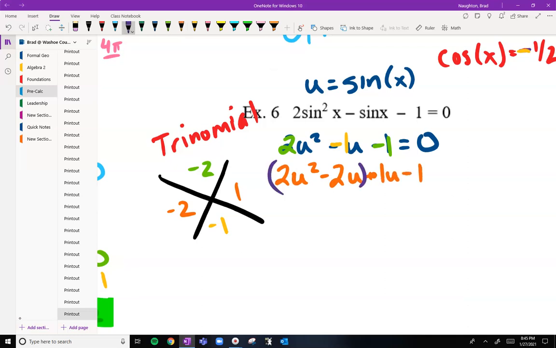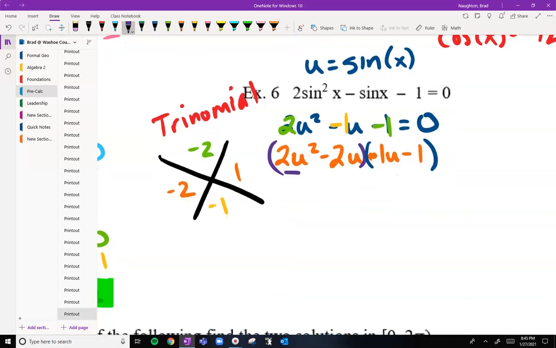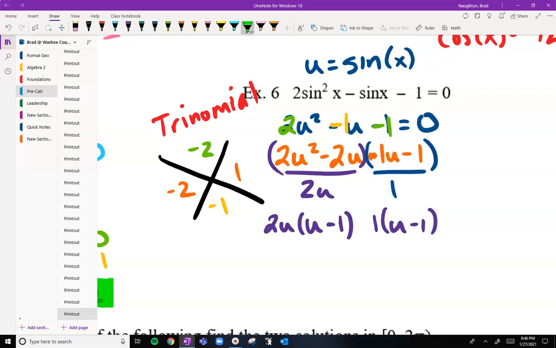Then we're going to go ahead and say, what do those have in common? Then the latter ones, what do those have in common? So this would be a 2u. This would be a 1. Make sure I did that correctly. Looks good. So we're going to go ahead and have 2u. I don't want to skip too many steps here. 2u, and then I'm going to have u minus 1, and then a 1, and then a u minus 1. These match, so we would factor that out. So I would get a 2u minus 1 from the fronts, u minus 1 because that's what they have in common.